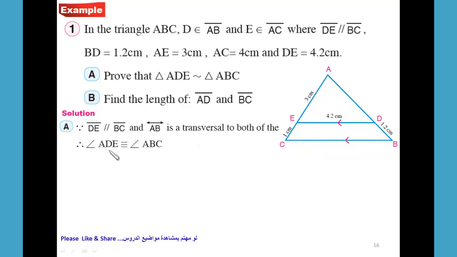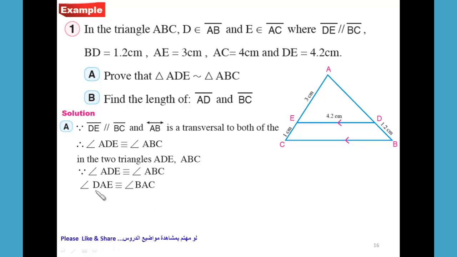then angle ADE equals measure of angle ABC, and we can write angle ADE is congruent to angle ABC. It is the same meaning. Also, in the two triangles ADE and ABC, since angle ADE is congruent to angle ABC, it's proved, and angle DAE here equals angle BAC. Actually, angle A is common angle between the two triangles.